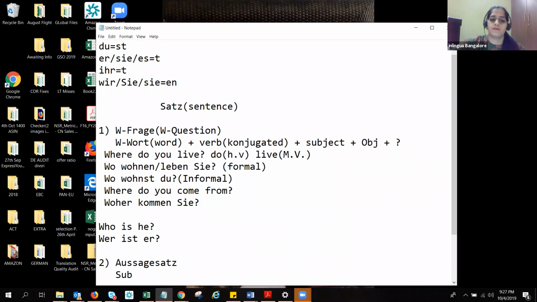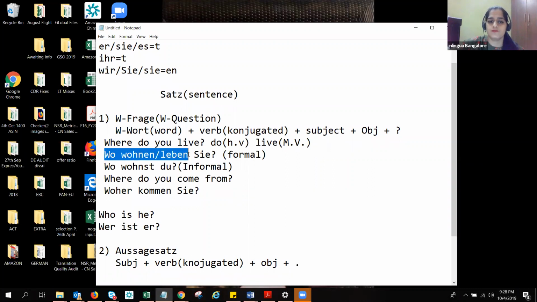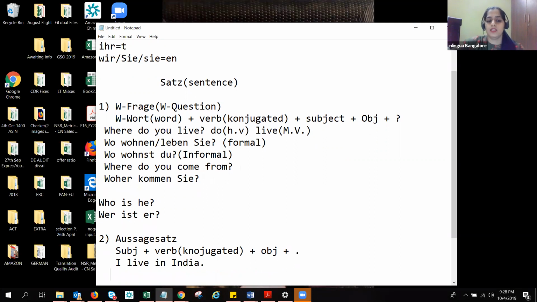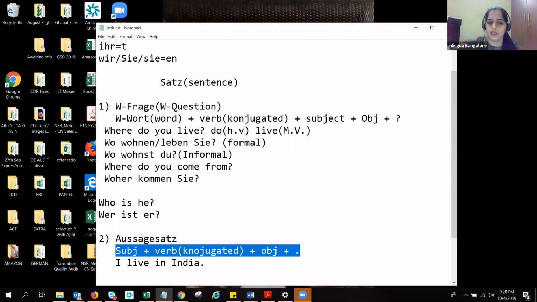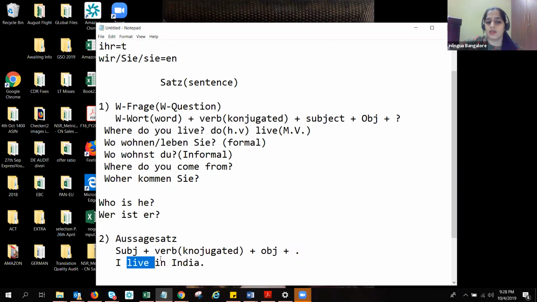So we have a subject, then we add a verb. The verb here will also be conjugated. Whatever sentences you are framing, the verb should be conjugated every time. So subject, conjugated verb, and object, and there will be a full stop. Okay, so according to this, the question is Wo wohnen Sie? So the answer would be, I live in India. According to the format, it would be subject, that is I, verb, that is live, and object here is in India.